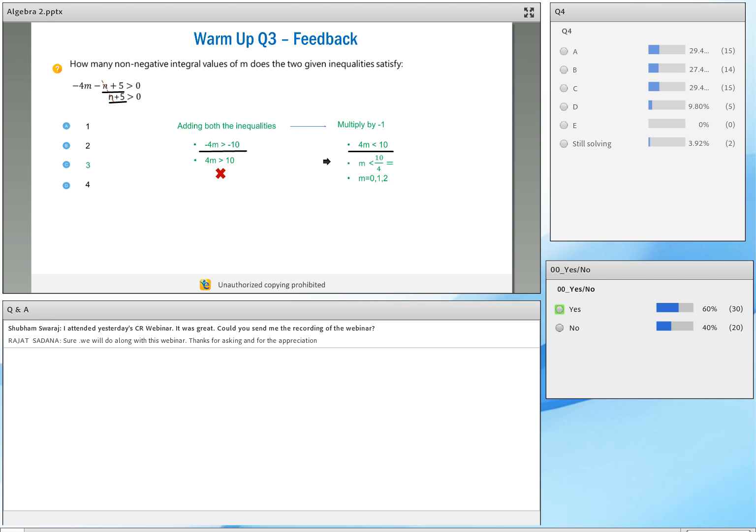Which means, how many non-negative integral values of m does this satisfy for? How many non-negative integral values does it satisfy for? It satisfies for 3 non-negative integral values, which is m equal to 0, 1, and 2.